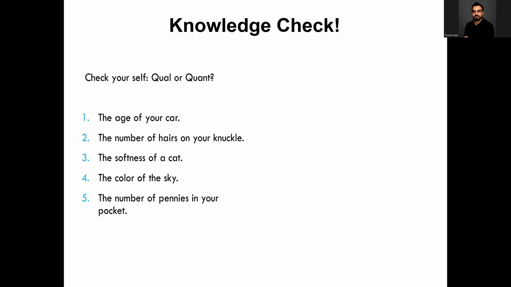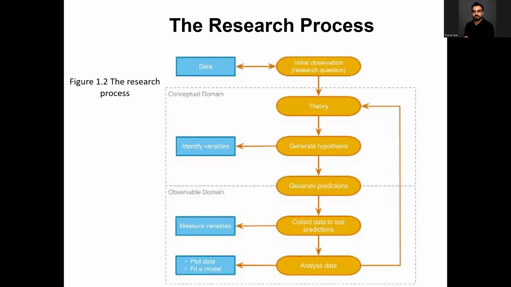The color of the sky. It is blue, it is black, it is red, it is yellow, whatever. It's qualitative. It's not quantitative. The number of pennies in your pocket. Again, the number, it's numeric, it's a continuous variable, so it's quantitative.